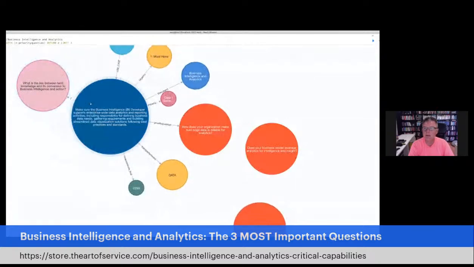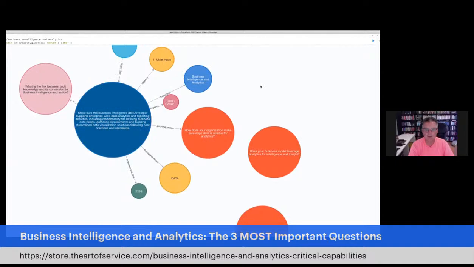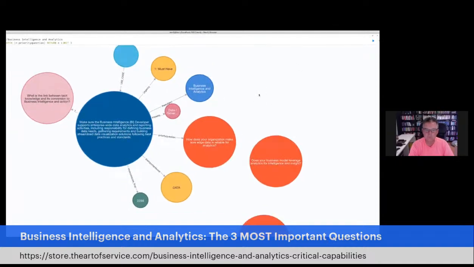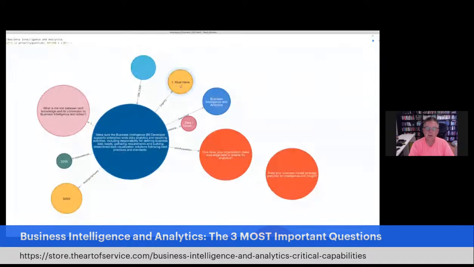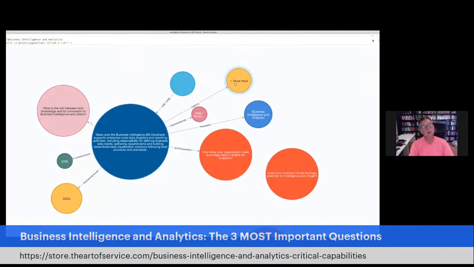So the link between tech knowledge and its conversion to business intelligence and action is another question that you can ask here. And you see, this is in the swim lane data. That's where it comes from. Another thing that I should mention here is must have. These are the most important questions to ask, and they're all in the must have categories.